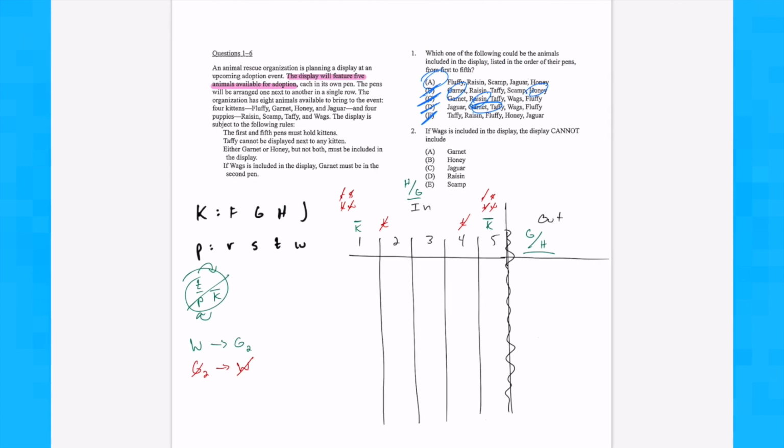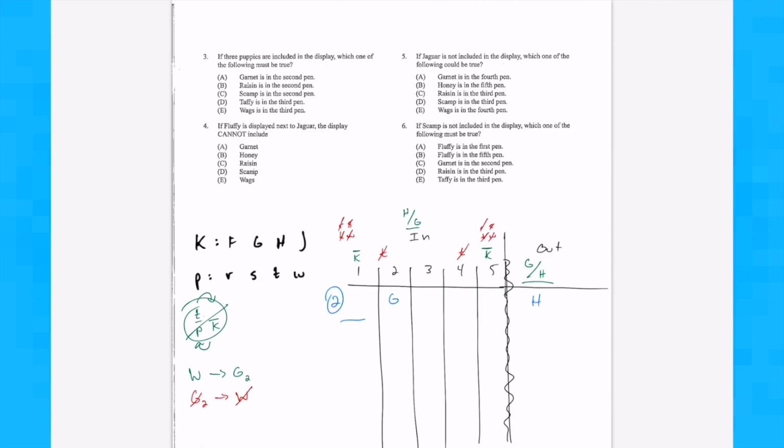If Wags is included in the display, nice specific question, good one to go to next. The display cannot include blank. Well, of course, we know if Wags is in, G is going to have to be 2, and if G is in, H is out. And I think we're done. I think that means number 2 is B. Honey has to be out. Yeah, I don't think there's anything else to do there.